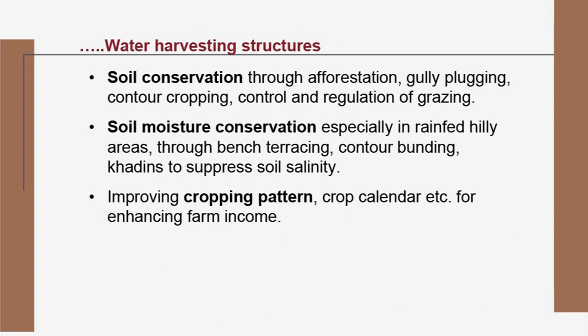Soil conservation through afforestation, gully plugging, contour cropping, control and regulation of grazing. Soil moisture conservation, particularly in rainfed hilly areas, through bench terracing, contour bunding, khadins to suppress soil salinity, improving cropping pattern, crop calendar. So many of the in-situ water harvesting techniques are available and they are also being practiced by the farmers. Those who are not following it should follow it.